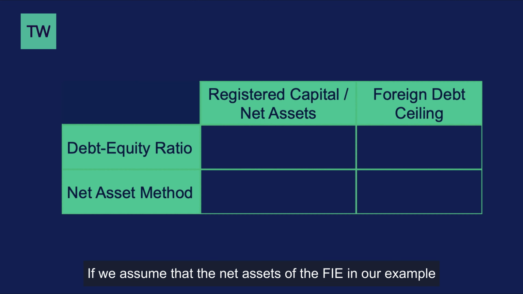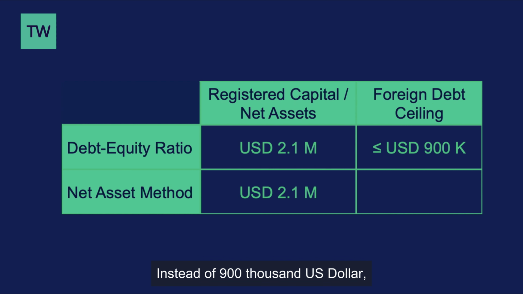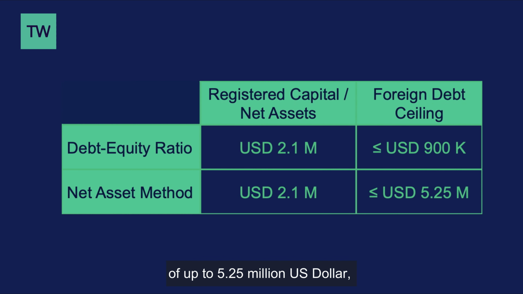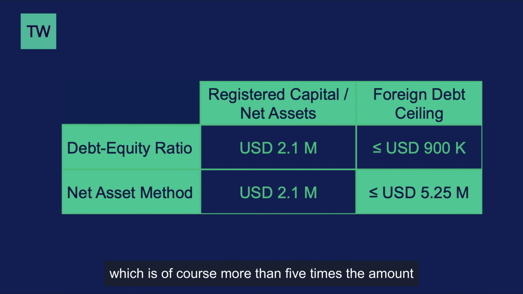If we assume that the net assets of the FIE in our example are as high as its registered capital, we can see that the debt ceiling of the FIE under the net asset method would be considerably higher. Instead of $900,000, the FIE may, under the net asset method, have foreign debt of up to $5.25 million, which is of course more than 5 times the amount possible under the debt equity ratio.